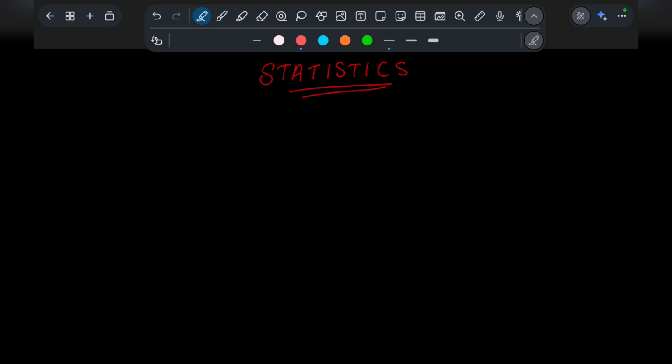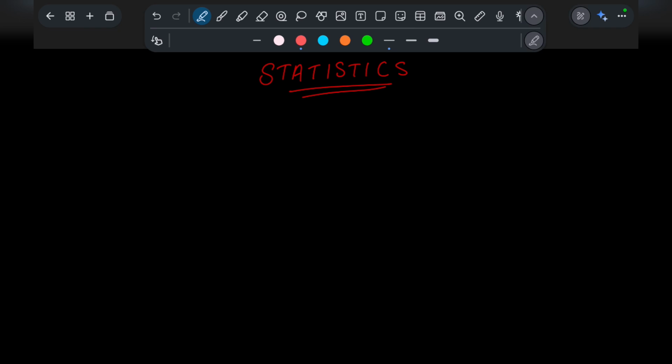So I'm starting a new series from today, which is statistics for data science, and today is day one. Many people just jump into learning machine learning models and training them, but they don't know the science or the maths behind it. So I'm here to help you guys, and today is day one of statistics for data science.